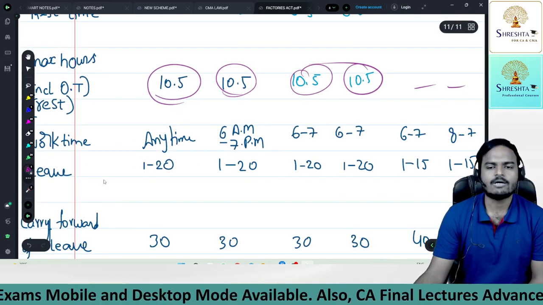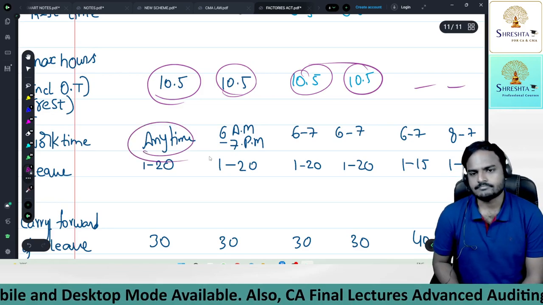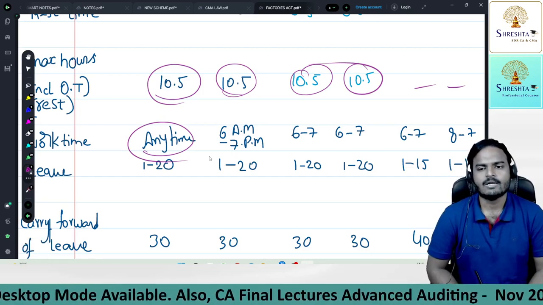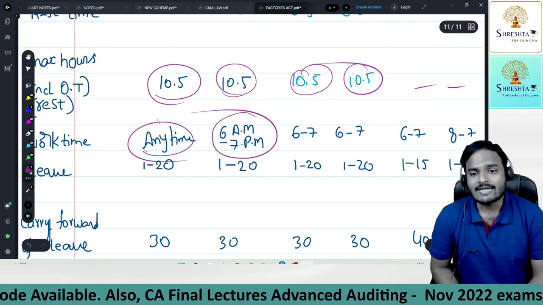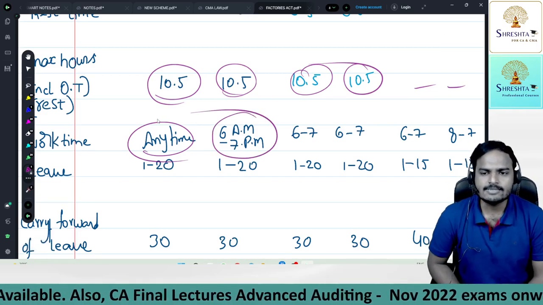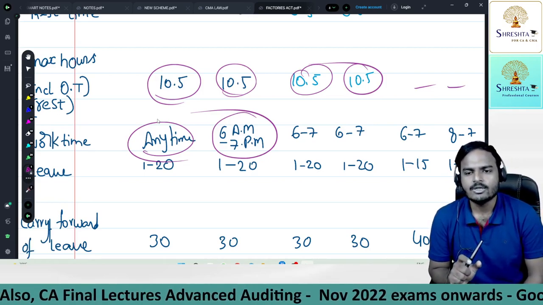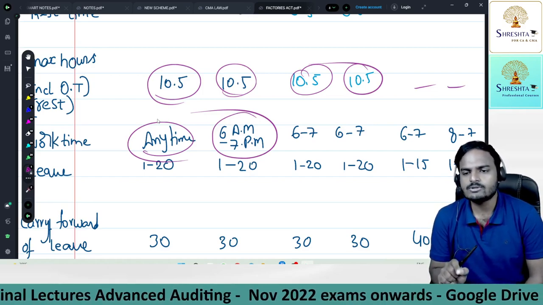Next one, coming to the work time. A male adult member can work any time, midnight 12 to next day midnight 12. But coming to the female adult, she should not come to the factory before 6 a.m. and she should not leave after 7 p.m. That means the work time is just 6 a.m. to 7 p.m.